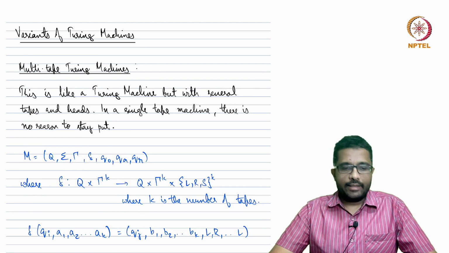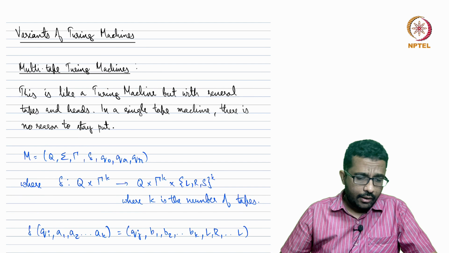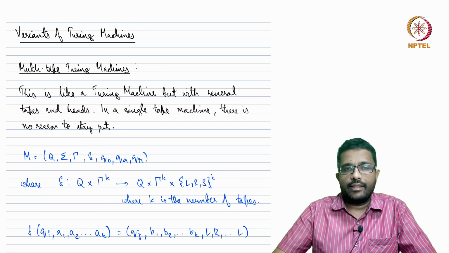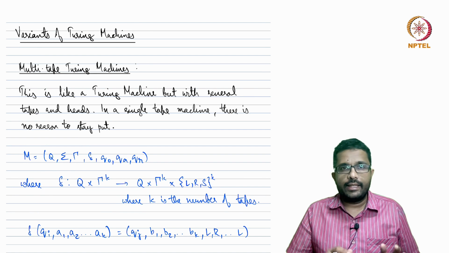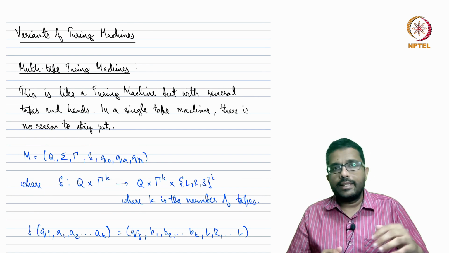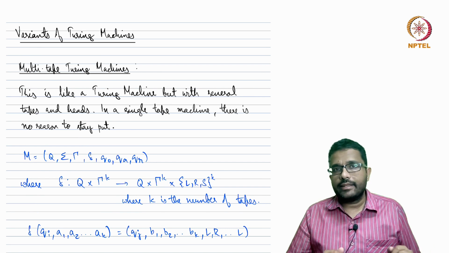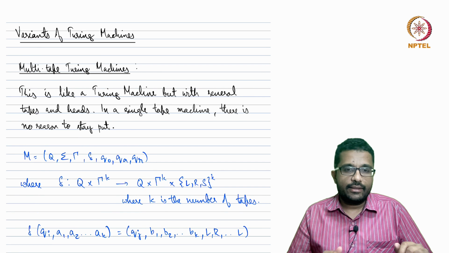Hello and welcome to lecture 29 of the course Theory of Computation. We have been seeing Turing machines. So far we have seen the basic model of Turing machine, which is a deterministic Turing machine with a single tape. Now we will see other variants of Turing machines. In this lecture we will see multi-tape Turing machines.